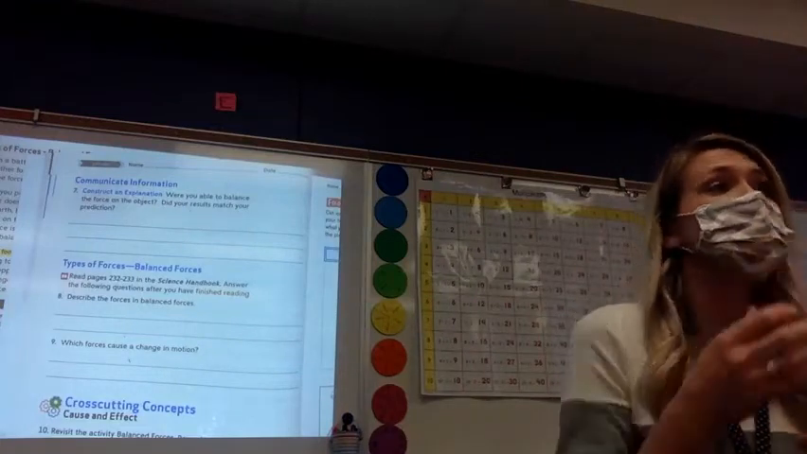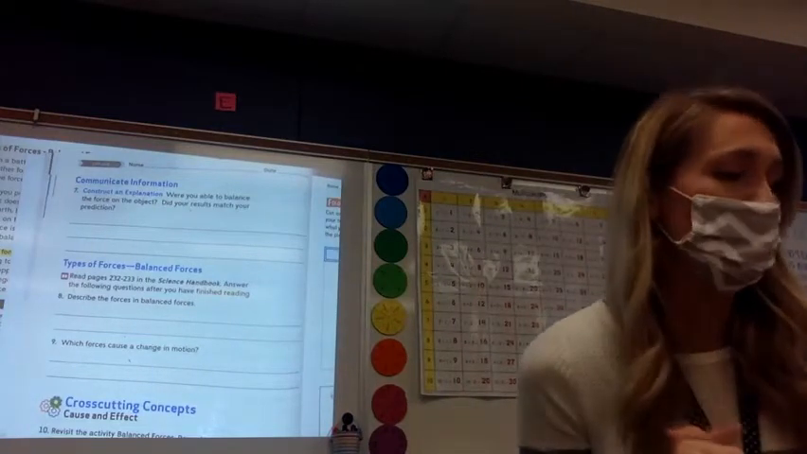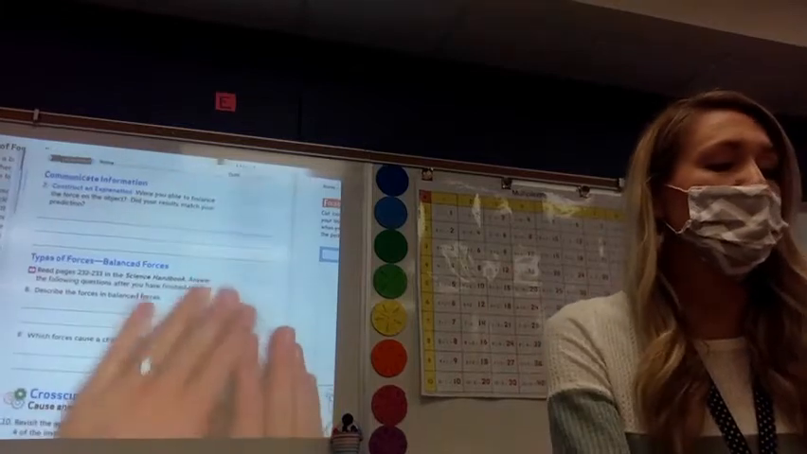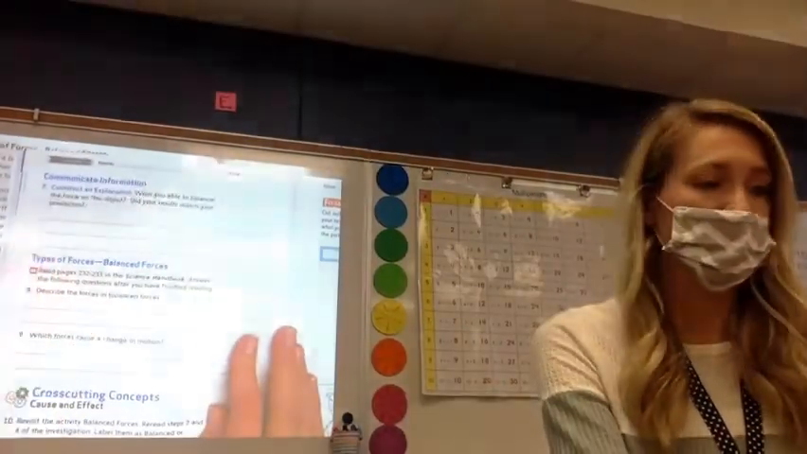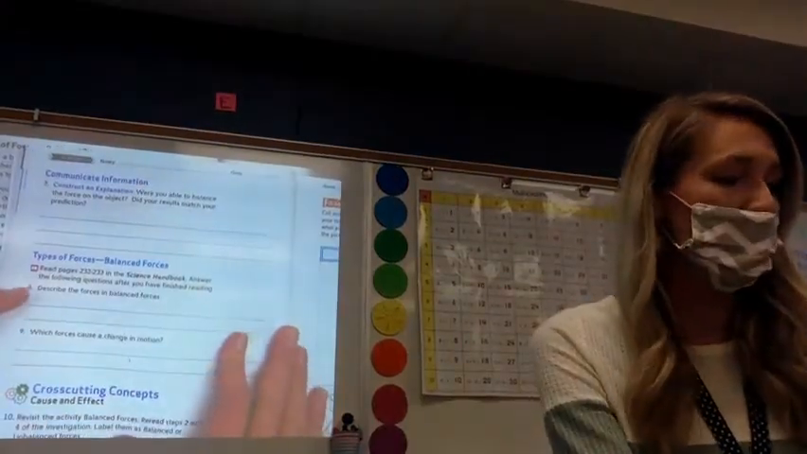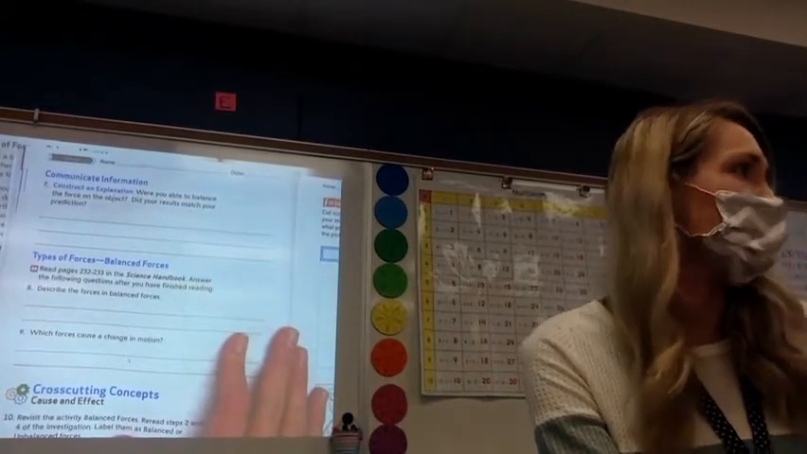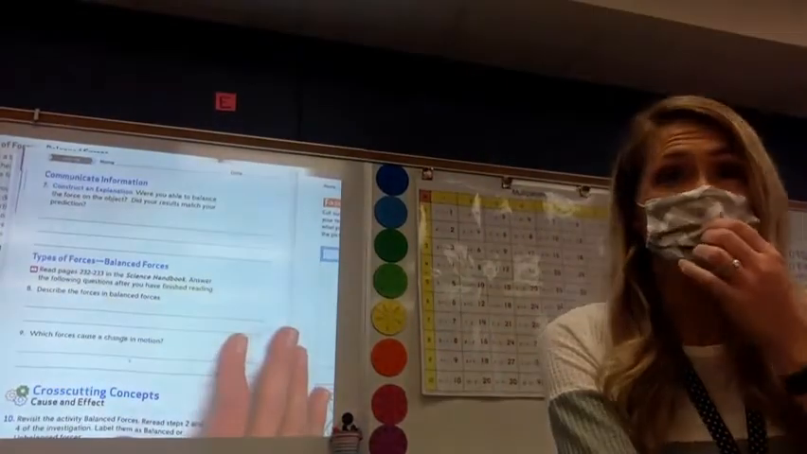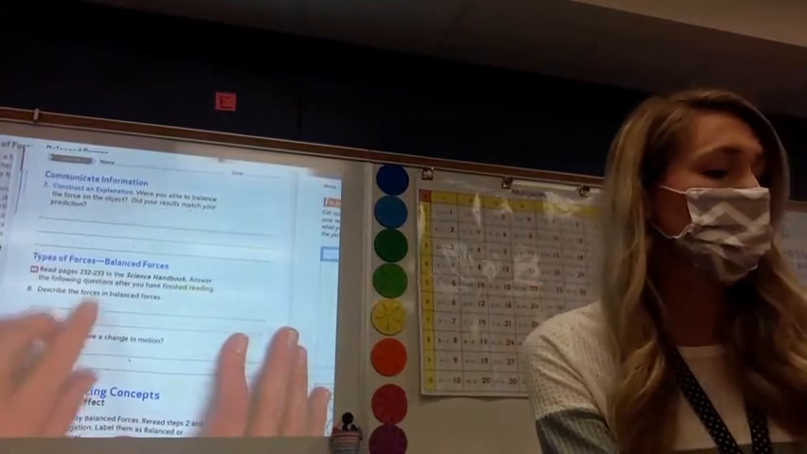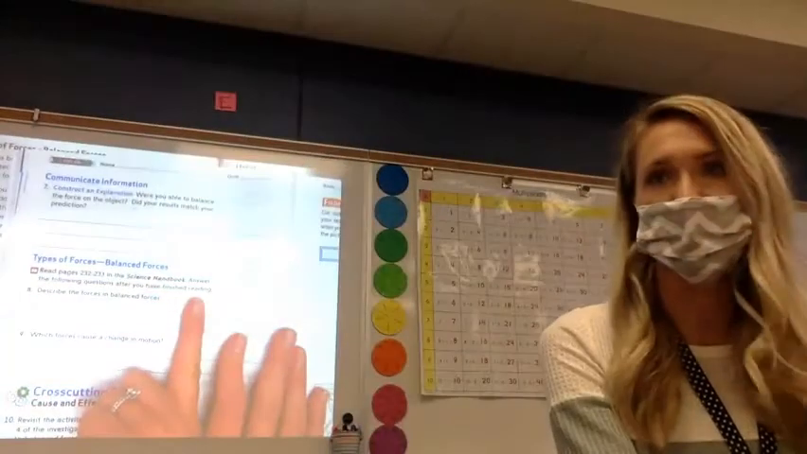Okay, we want our Be a Scientist notebooks out, and we're going to be open to page 28. On page 28, we're not going to worry about the top question, but if we look down below, they want us to read our science handbook. We're going to go kind of fast through this, so I'm going to read it to you, and we're going to answer the following questions after we finish reading.